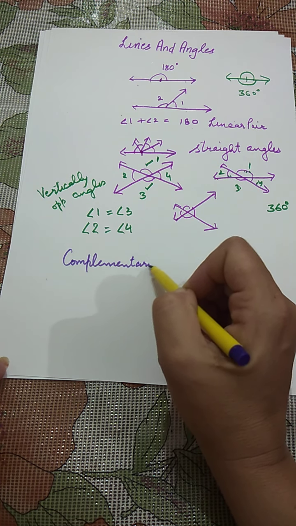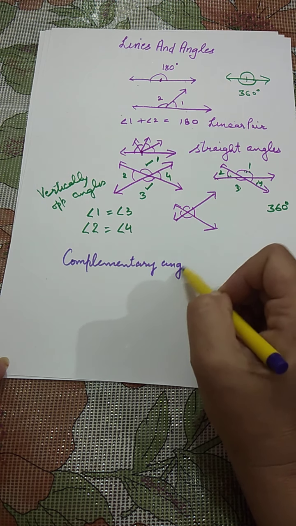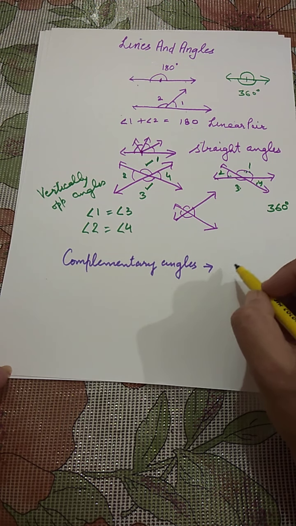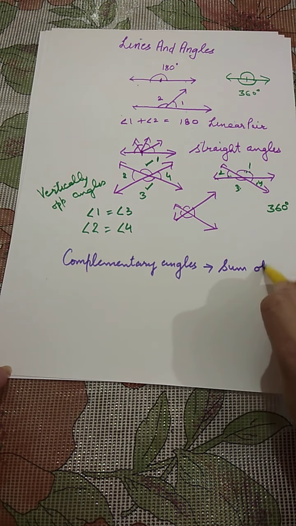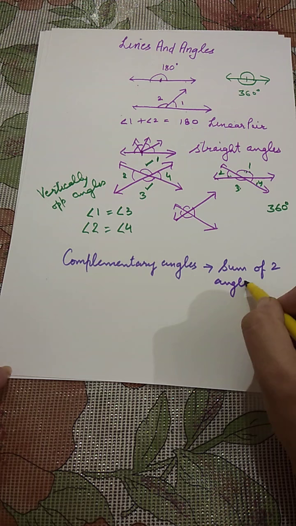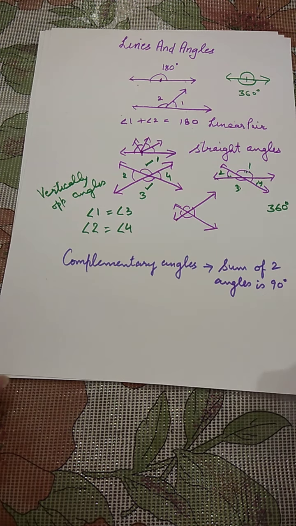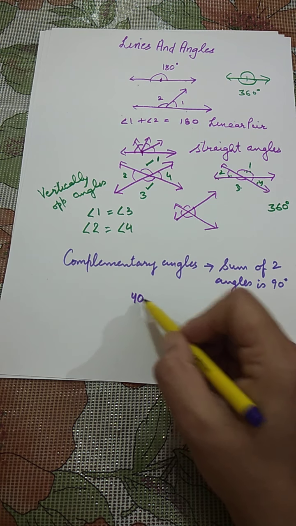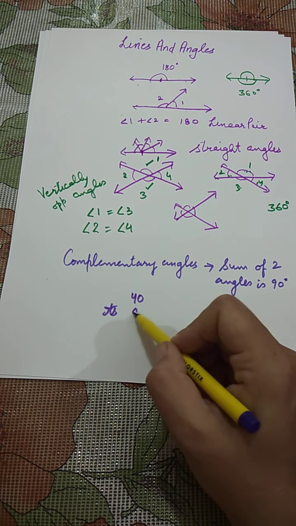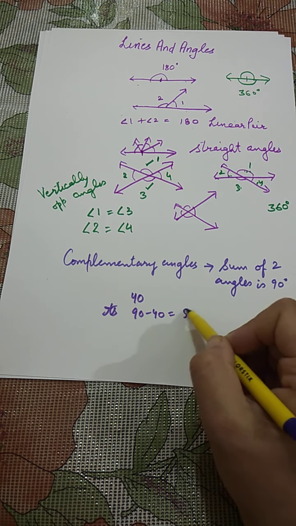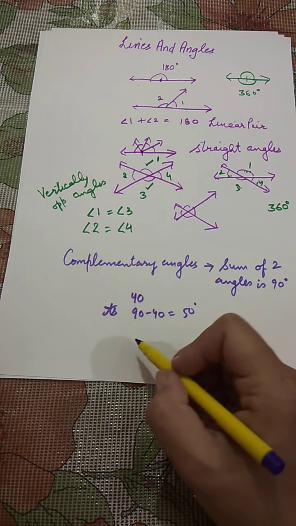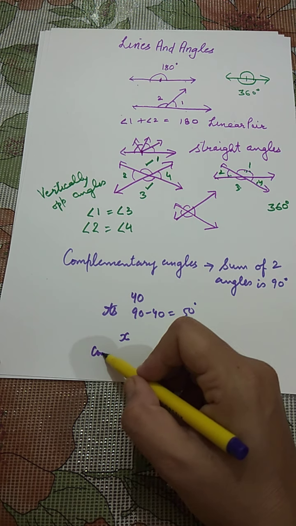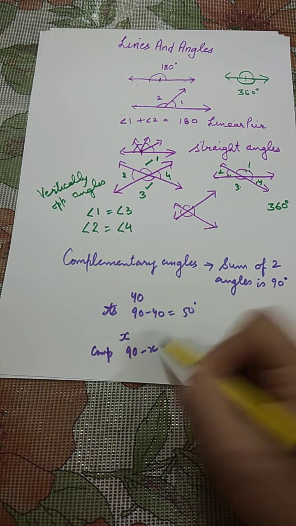Now complementary angles, I explained to you in linear equations, there was one sum also. When the sum of two angles is 90 degrees, those are called complementary angles. Suppose one angle is 40 degrees, its complementary angle will be 90 minus 40, that is 50 degrees. So if one angle is x, the other, its complement angle, will be 90 minus x.